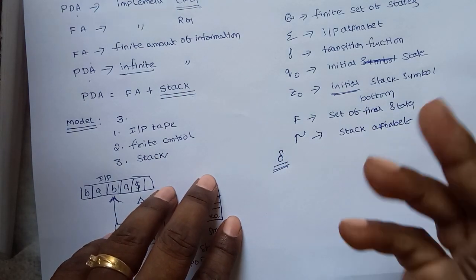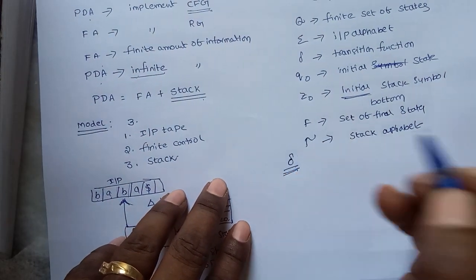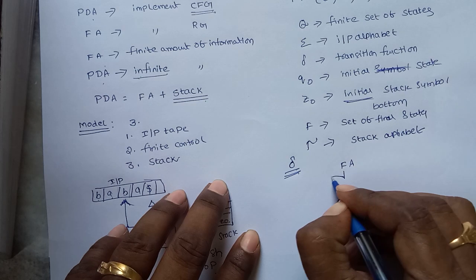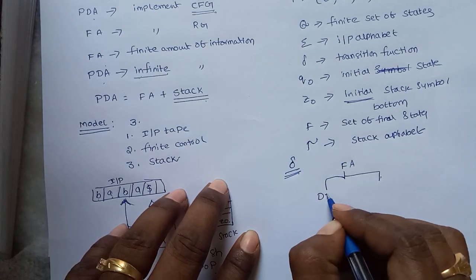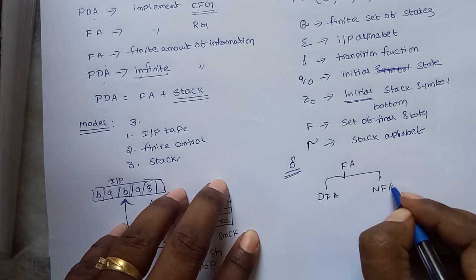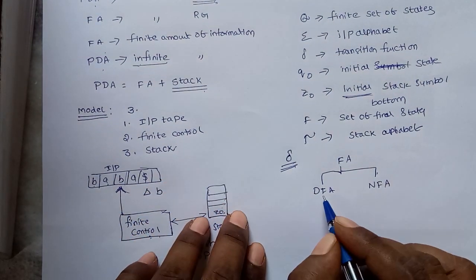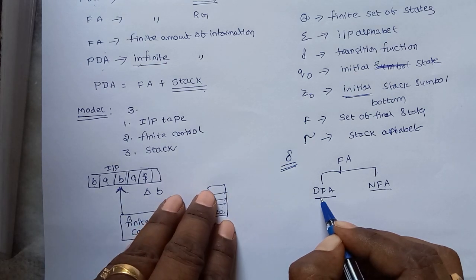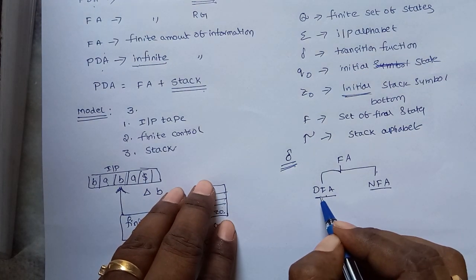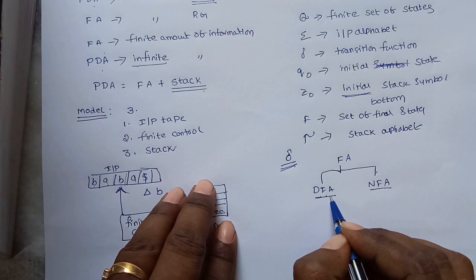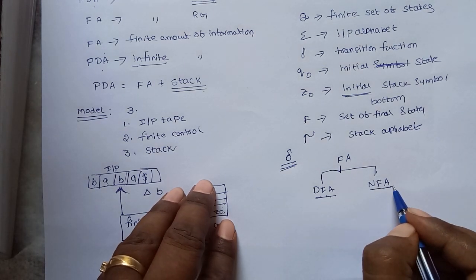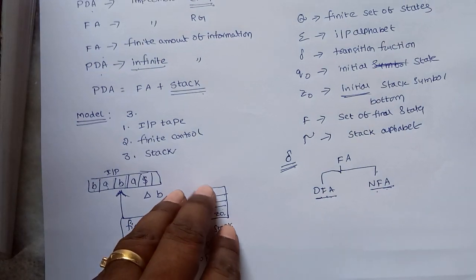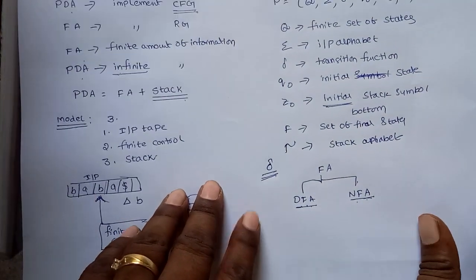Before going to delta, consider finite automata. Finite automata is divided into two parts: deterministic finite automata and non-deterministic finite automata. So you know the difference between these two. In a DFA, on every input we have exactly one transition. But coming to NFA, on every input we have either 0 or any number of transitions.